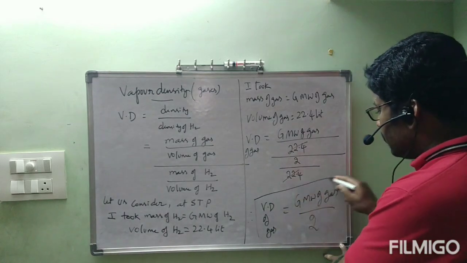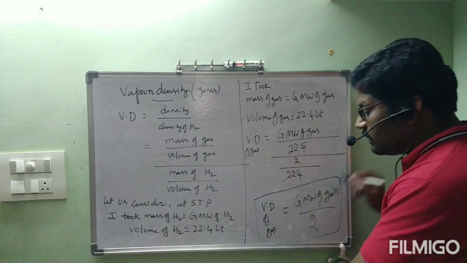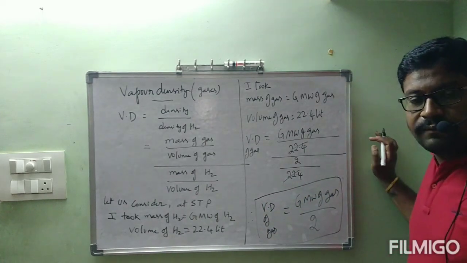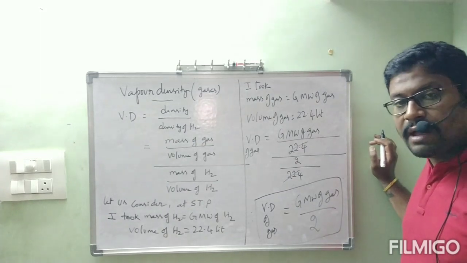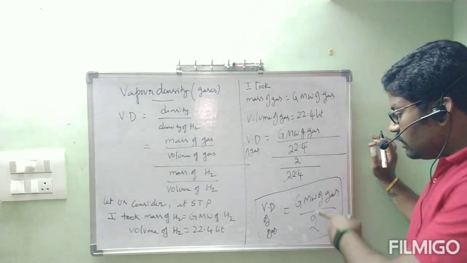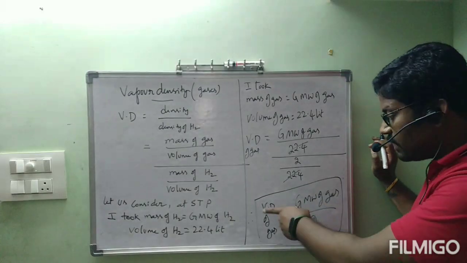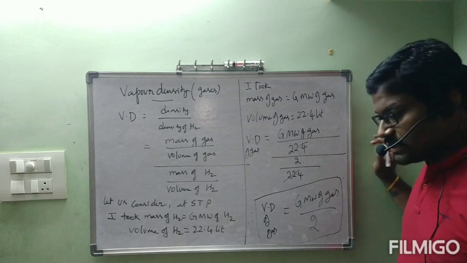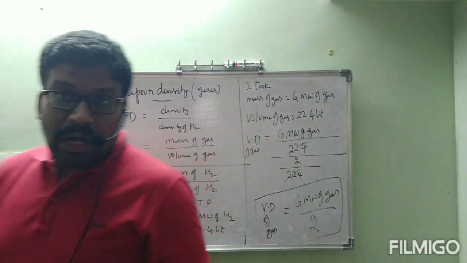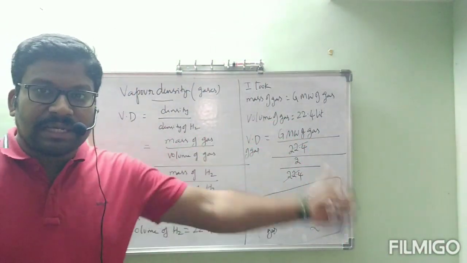This one I am going to keep in a box. Make it a note. It is very important. Sometimes they will not give the gram molecular mass of the gas directly. They will give the vapor density. Then what do we have to do to find the gram molecular weight? Here we have to substitute. Vapor density is equal to gram molecular weight of gas divided by 2. To obtain the derivation, I took these conditions.